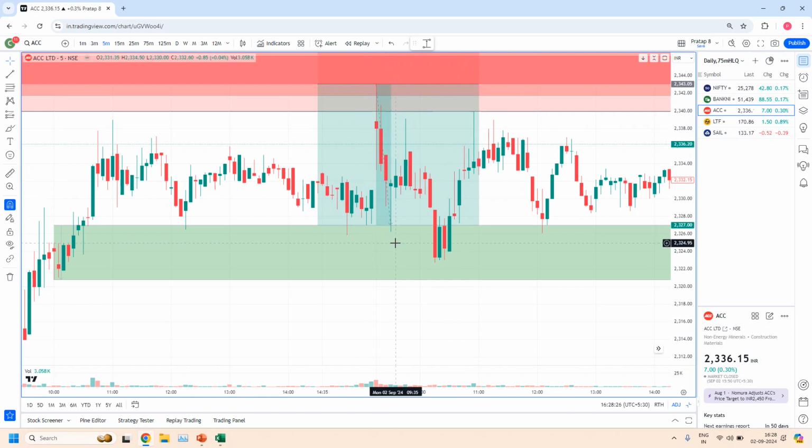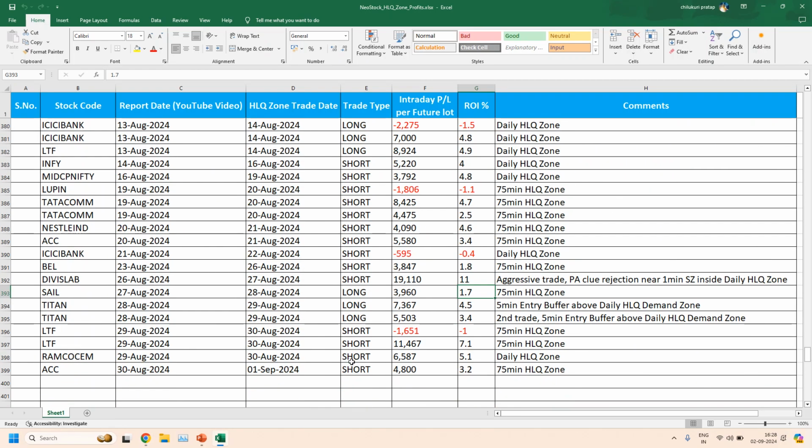But here, whether you have taken the trade or not is not the question. However, did the high liquidity zones perform? Did it give a trade or was it stopped out? See, if you look at last week, we have a stopped out trade. This is on 30th August, last Friday. We have a stopped out.